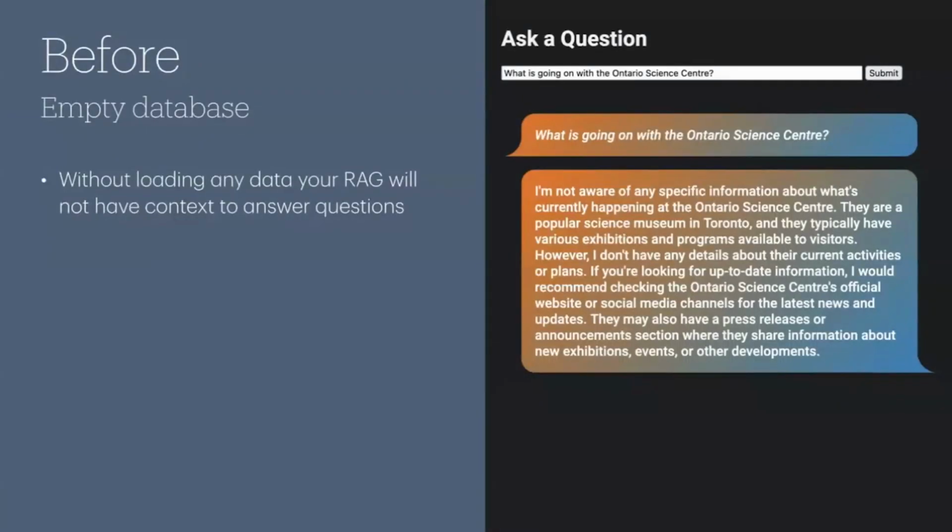So when you build your own interface, this is what it looks like. Basically, I asked it, what's going on with the Ontario Science Centre? And because it doesn't have any information in there, the LLM will respond, I'm not sure of any specific information, but here's what's currently happening. And that's exactly what you would want and expect if you've never trained it with that information. So it's not making things up, no hallucinations, and it tells you where you might be able to find information.